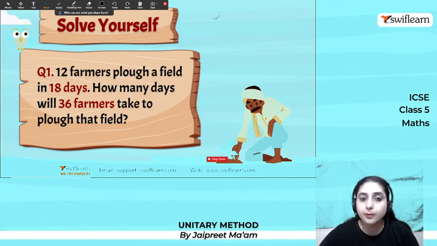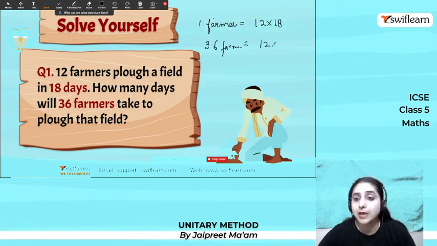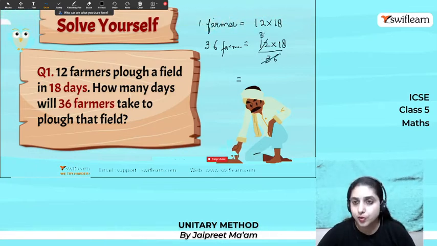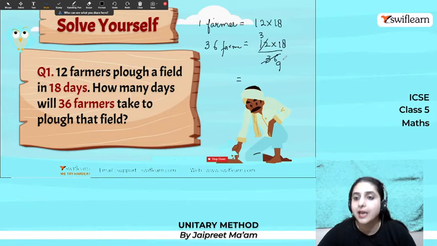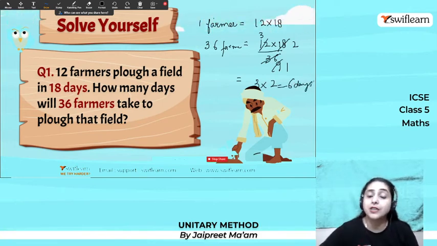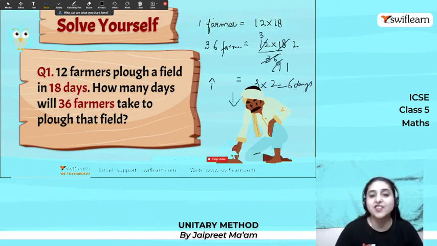Like this, first we find out for 1 farmer. Always find out first for 1 farmer, that will be 12 times 18, and now we have to find for 36 farmers. Yes, so it will be 12 times 18 upon 36. Correct? So let's solve it. So 4's table, 4 times 3 and 4 times 9, 9 times 1 and 9 times 2. So 3 times 2, and it will take only 6 days to complete the work, because we have increased the number of farmers and the number of days are decreased.